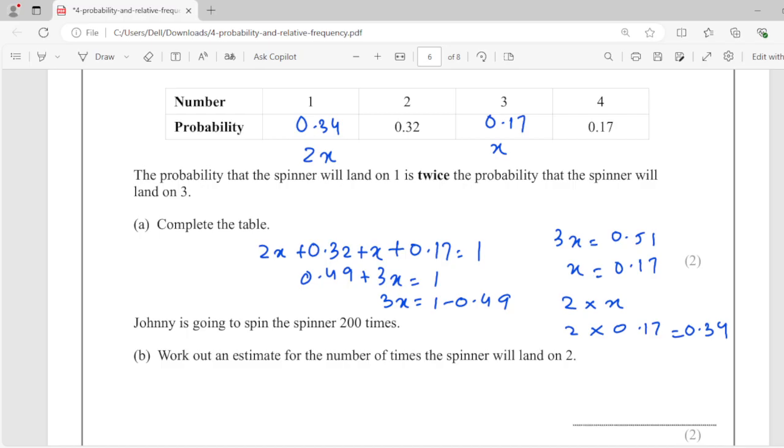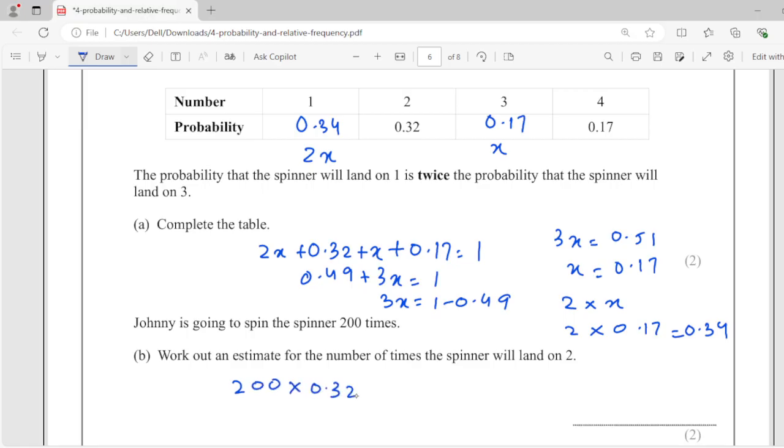Johnny is going to spin the spinner 200 times. Work out an estimate for the number of times the spinner will land on 2. 32% of 200 is 64.